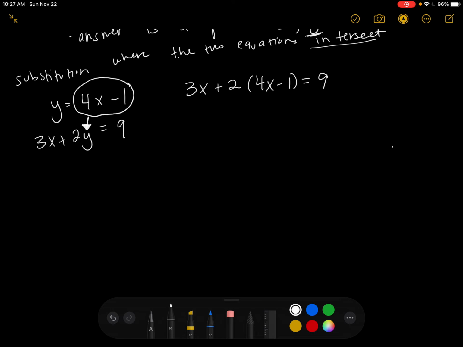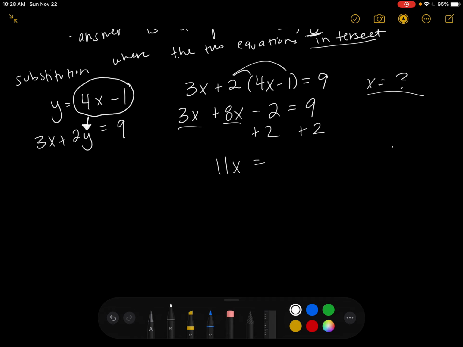But see, what this does is it got rid of the variable y, and now I just have the variable x. And remember, when we just have one variable, we can actually solve it, right? We can figure out what x equals. So I'm going to do PEMDAS. These are like terms, right? So 11x equals 11. So I just solved for x.